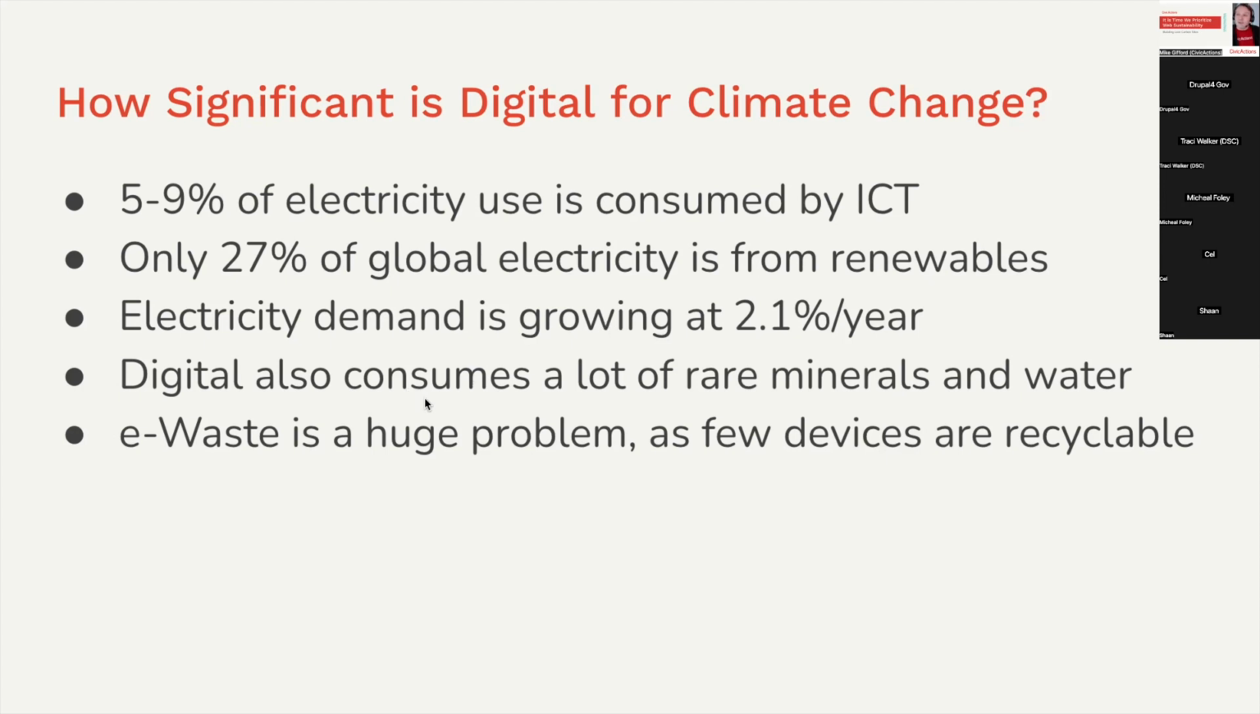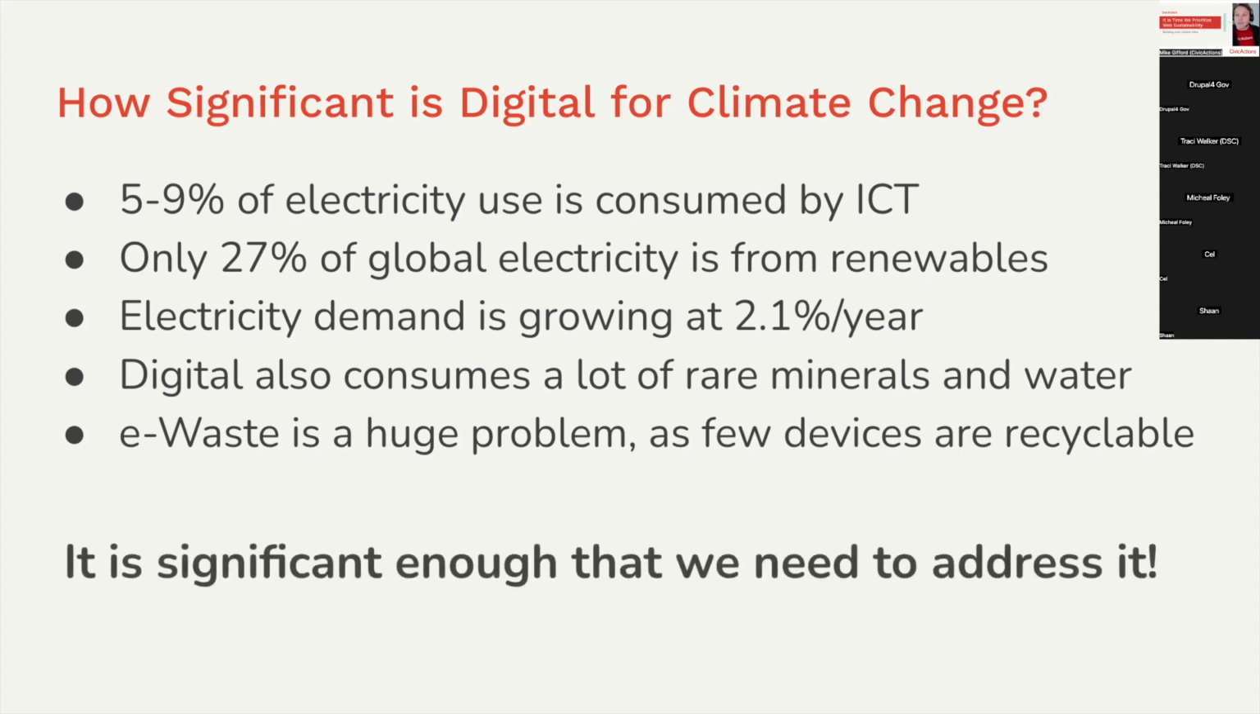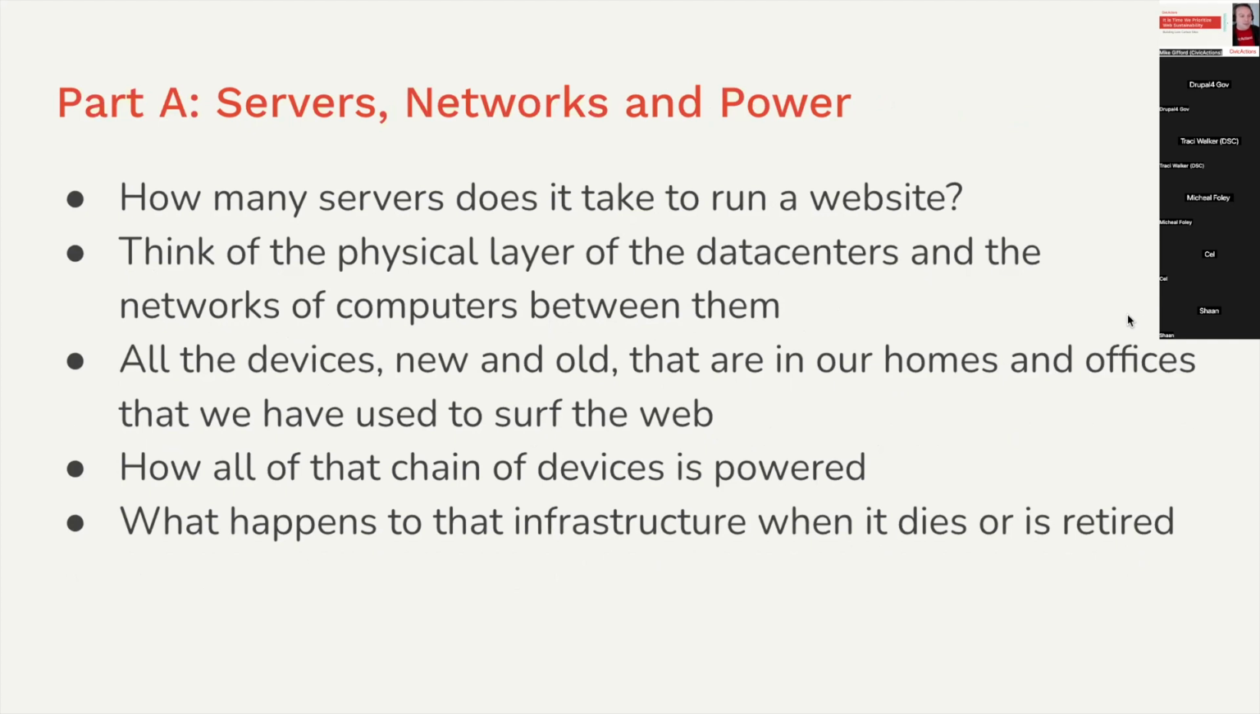And digital also consumes a lot of rare resources and minerals, and e-waste is a huge problem. So that's something else to be aware of. It's a significant issue that we really do need to address. It needs to be a priority as we're developing our websites and looking at adoption of new digital transformation strategies. How are we going to make sure that the technology we're implementing is not working against broader climate goals? So I wanted to break this down into a couple of different parts.